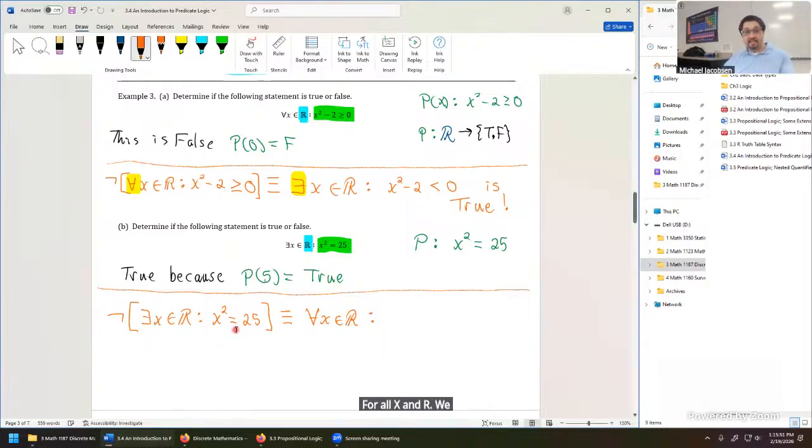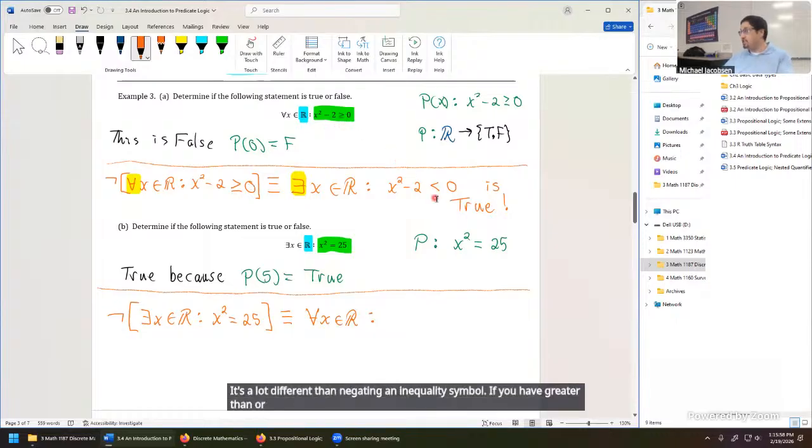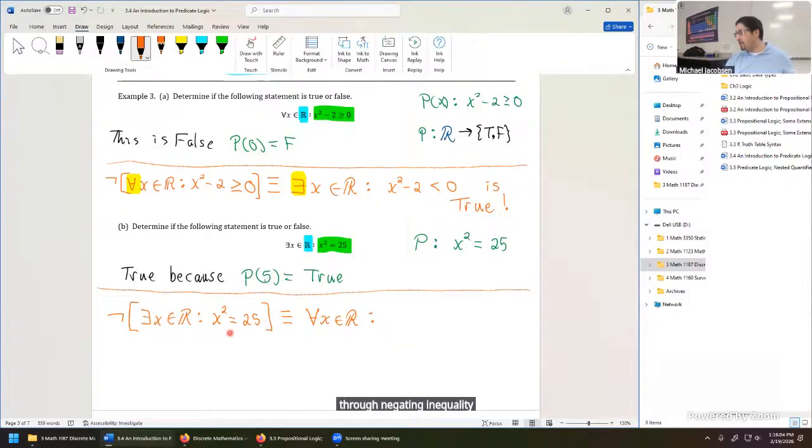We need to negate this. It's a lot different than negating an inequality symbol. If you have greater than or equal to 0, the negation is the strict inequality, strictly less than 0. If you're negating an equality, that one's not so bad. You just go x squared not equal, that makes sense for a negation, 25.